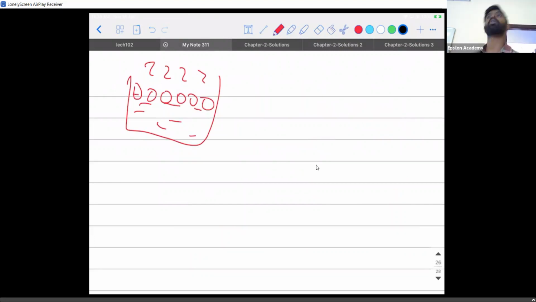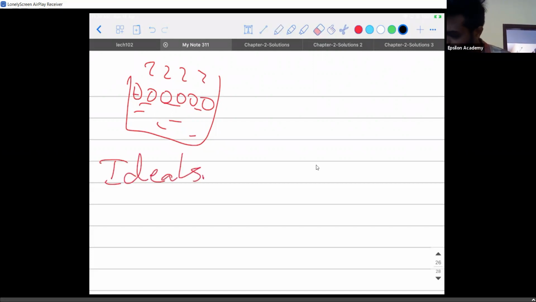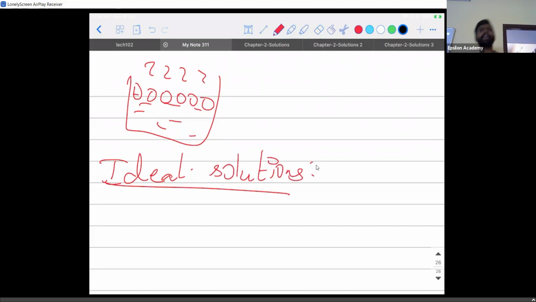Right. So we understood what is Raoult's law, what is vapor pressure, how is it changing, everything is fine. Now, with respect to Raoult's law and vapor pressure, if I'm going to make a solution, there is this thing called ideal solutions.